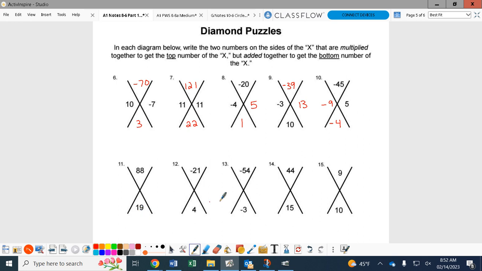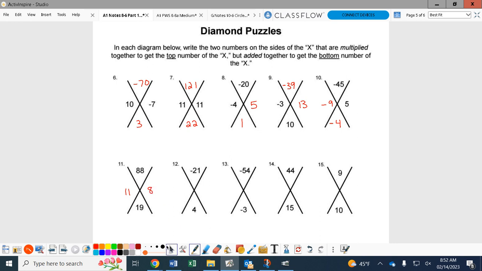Now all the rest of these are backwards. A little bit bigger numbers, a little more challenging. We're looking for two numbers that when you multiply, you get 88. But when you add them, you get 19. 11 and 8. Perfect. 11 and 8.